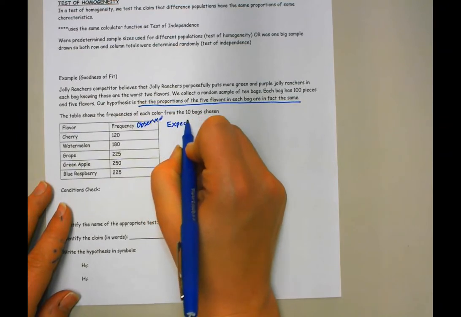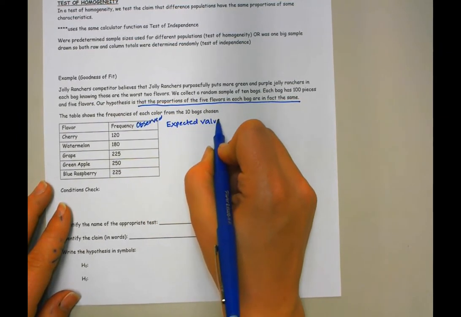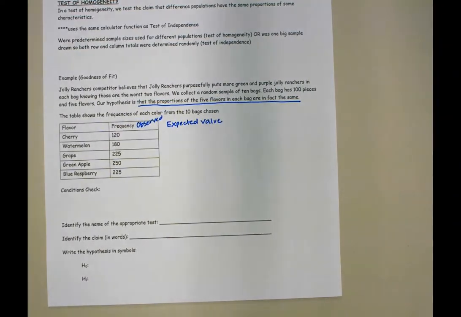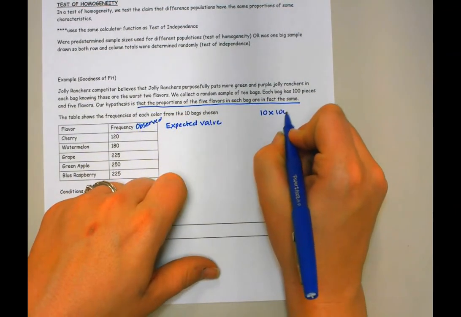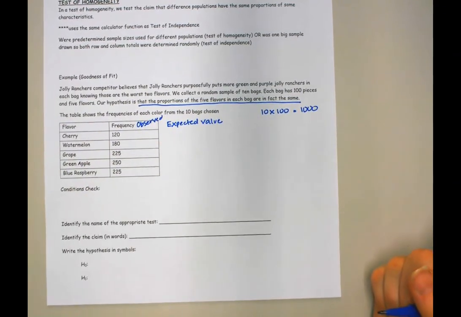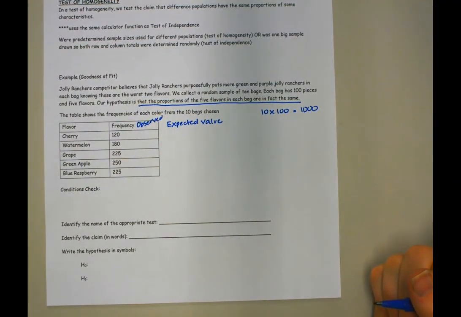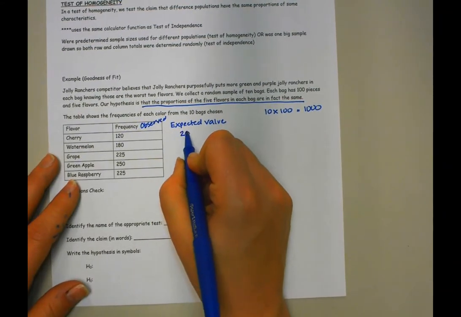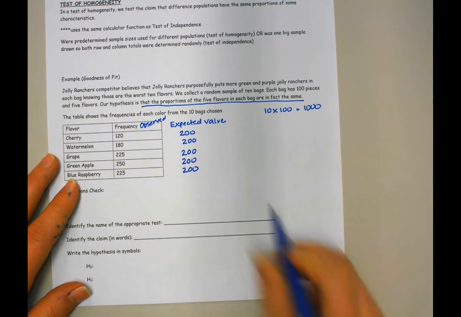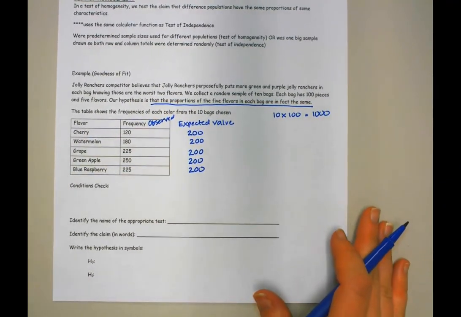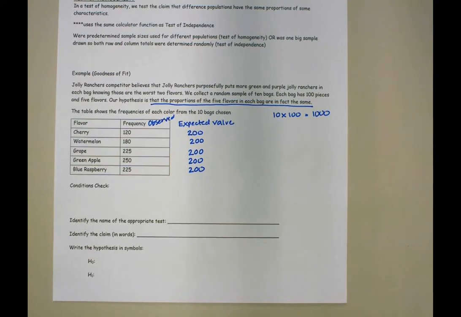If we think about what the expected values would be, if we think in 10 bags, they all have the exact same amount of each color, that would mean in 10 bags of 100 pieces, we have 1,000 pieces of candy that we're considering. So of those 1,000 pieces, if I divide 1,000 divided by 5, I get that each of these should have 200 pieces. We're expecting that there is 200 of every color if each of those is going to be exactly the same.